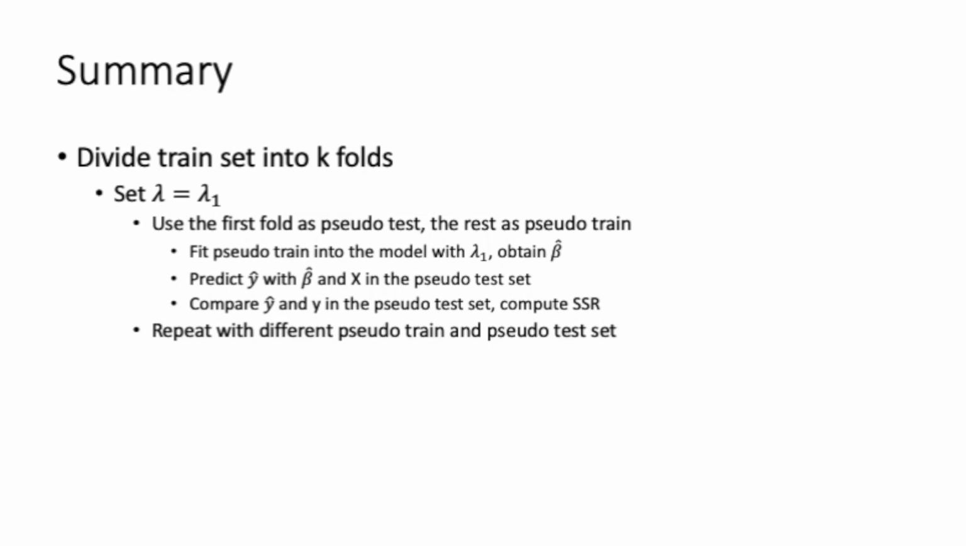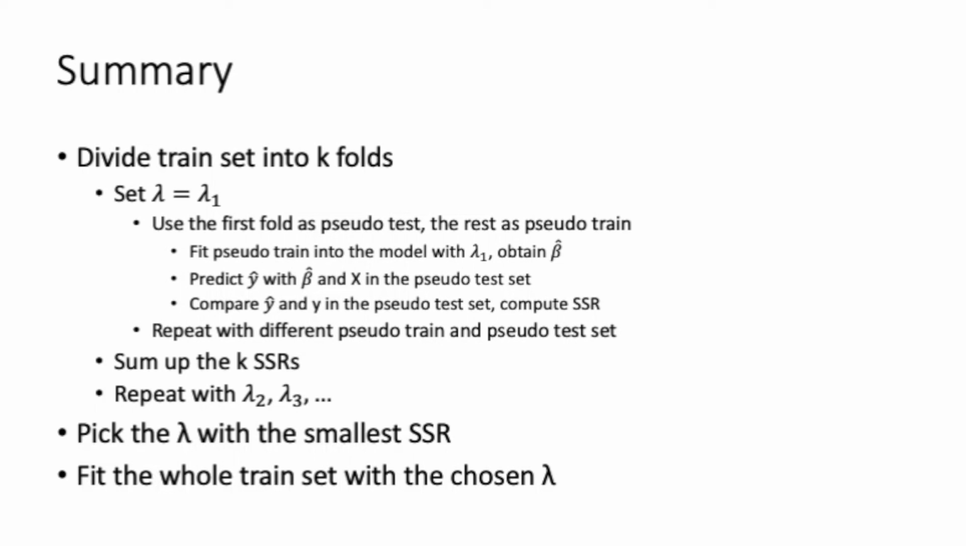Repeat the process with a different pseudo-test set. Then you will get k SSRs. Sum them up and use it as a measure of how well the model predicts out of sample. Then repeat this process with different lambda values. In the end, pick the lambda value with the lowest SSR and fit the whole train set with the chosen lambda.